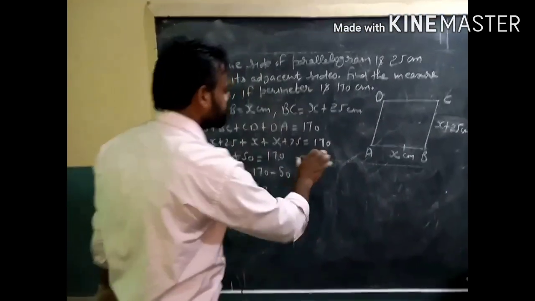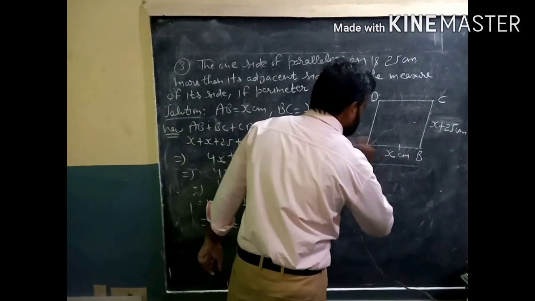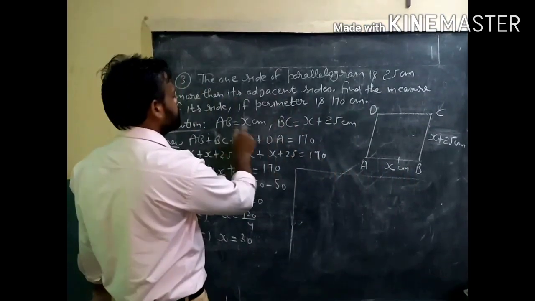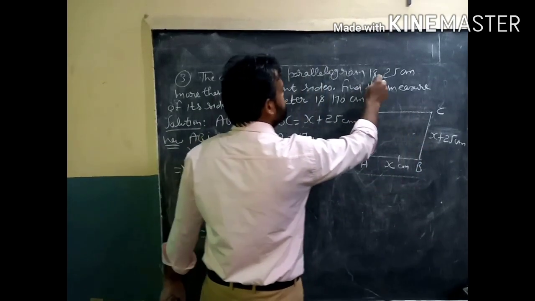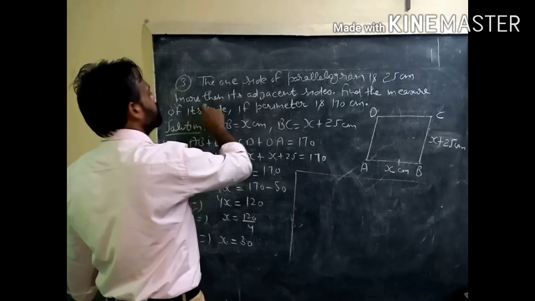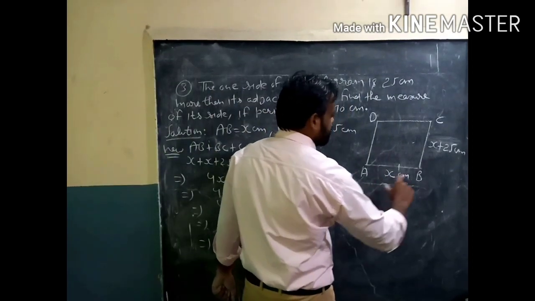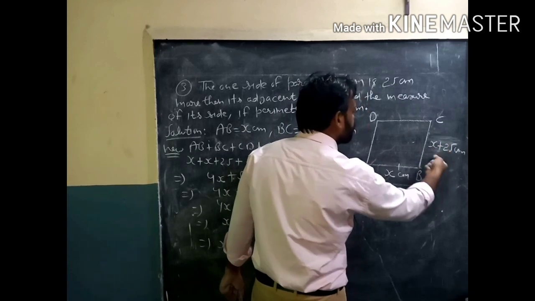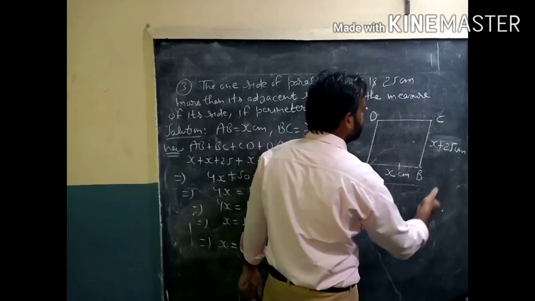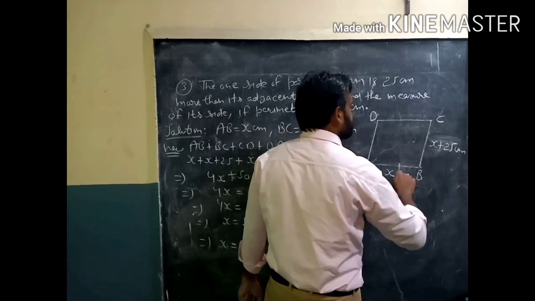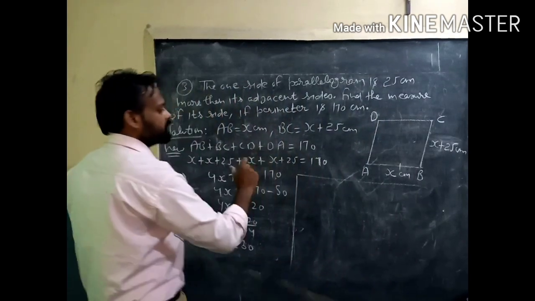First of all, I am supposing the length of AB is x centimeters. Then how can we find BC? Because the second side is 25 centimeters more than its adjacent side. So if this side is x centimeters, then this side is 25 centimeters more than this side. So if this side is x, then it will become x plus 25, because BC is 25 centimeters more than AB. Like this way, first of all, we can suppose the values.